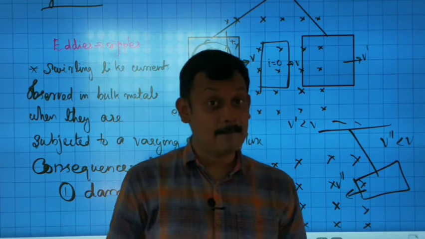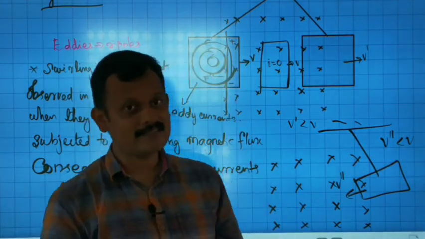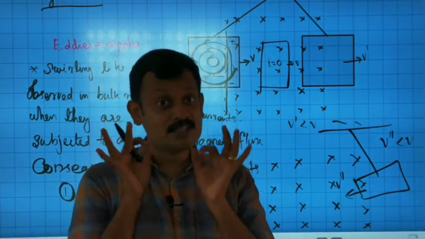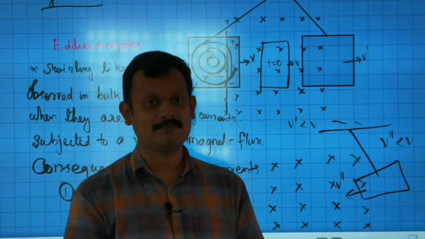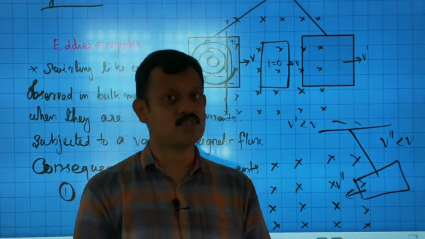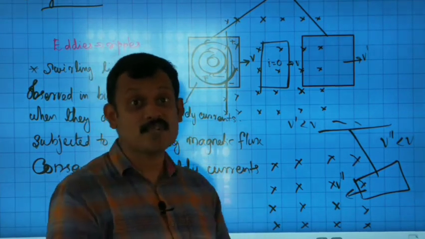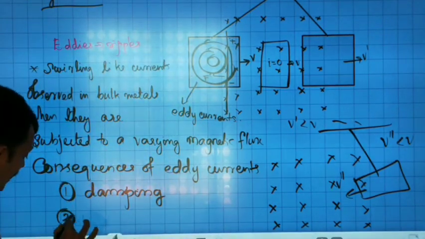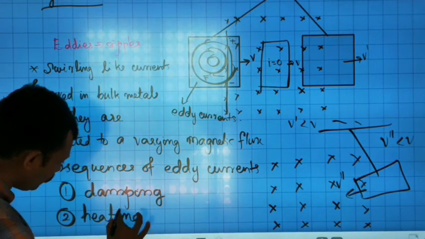Eddy currents produce damping. So this is the most important consequence of eddy current. The second thing: although I said it's a conducting plate, there is no perfect conductor at room temperature at normal conditions. That means there will be some kind of resistance associated with every conductor, which means there will be heat. Eddy currents will have another effect, that is a heating effect also.